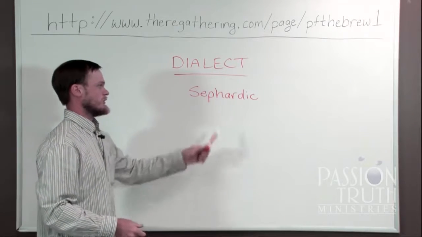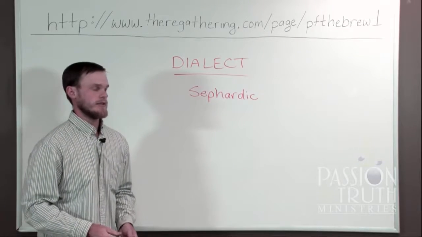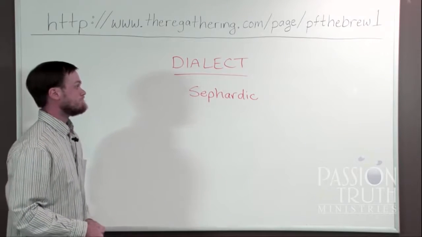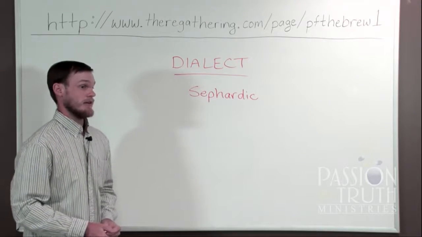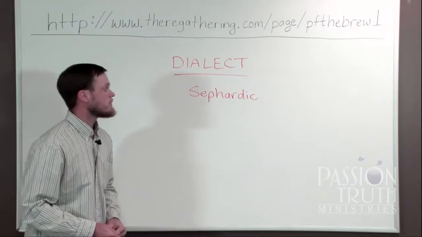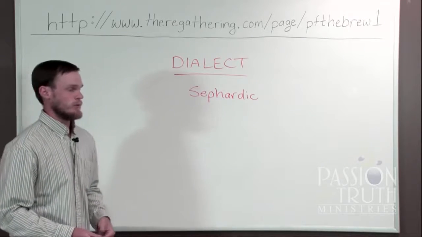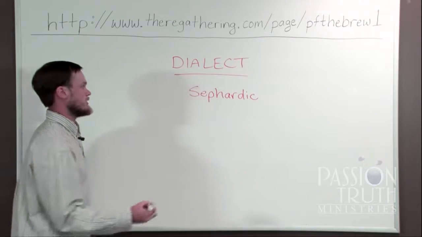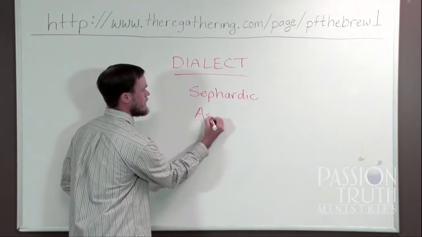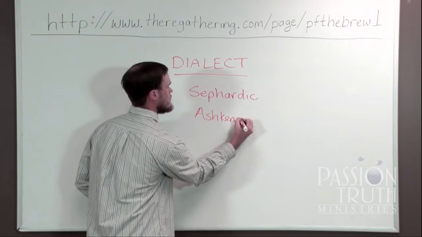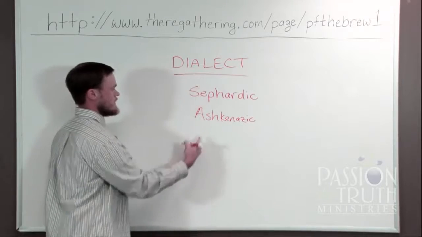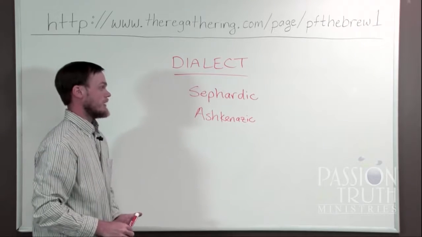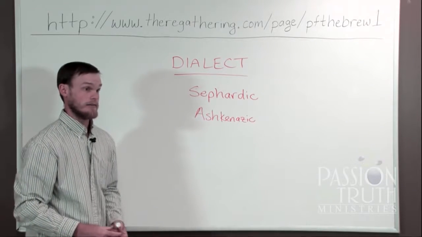It was developed after the diaspora. It's the dialect that was developed by Jews in Spain. The reason I'm teaching it is because it's the dialect of modern Israel. There are two other dialects of note. There are more dialects than that, but there are two others of note that I'm going to point out when there are differences between them. One is called the Ashkenazic dialect. This was developed by Jews in Germany, and a lot of Orthodox like to use the Ashkenazic dialect.